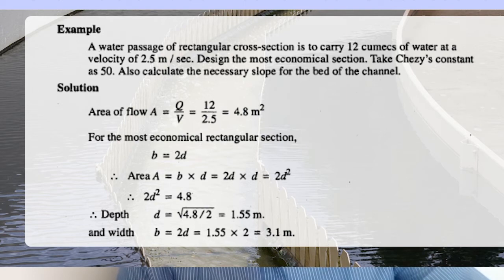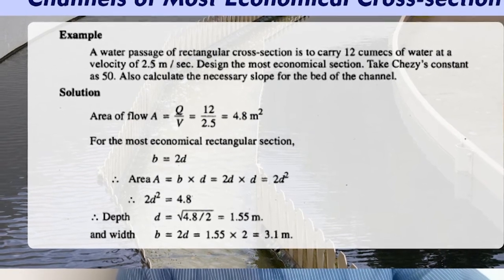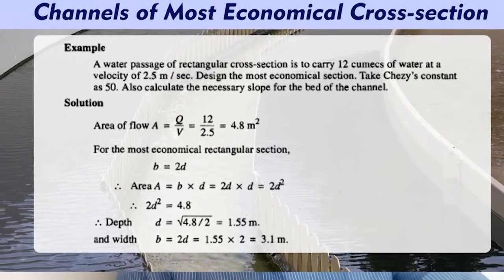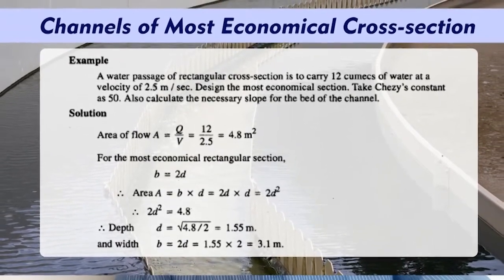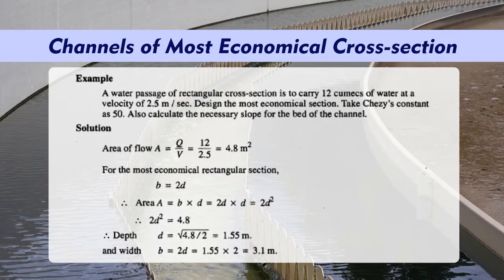Now area A is equal to Q upon V, which is equal to 4.8 square meters. For the most economical rectangular section, we know B is equal to 2D. So area is equal to 2D square. So 2D square is equal to 4.8. Now we calculate that D is equal to 1.55 meters. And then width B is equal to 2D, which is equal to 3.1 meters.